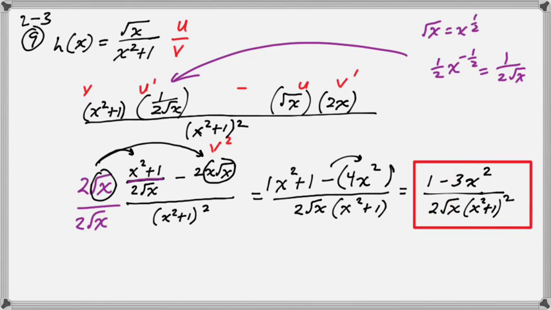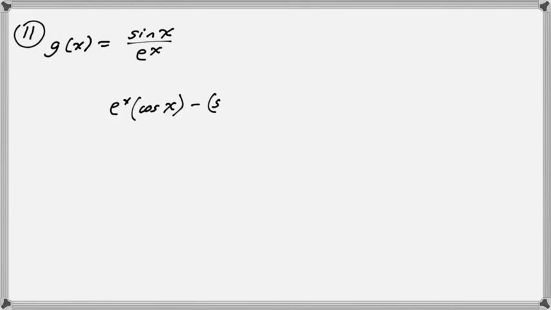Okay, after 9, I think I was asked number 11. I'm assuming 11 is another quotient, but it does not have a radical, so it shouldn't be that bad. Sine of x over e to the x. You do the bottom times the derivative of the top. Derivative of sine is cosine. Minus the top times the derivative of the bottom. Well, the derivative of e to the x is e to the x. And it's all over the bottom squared.